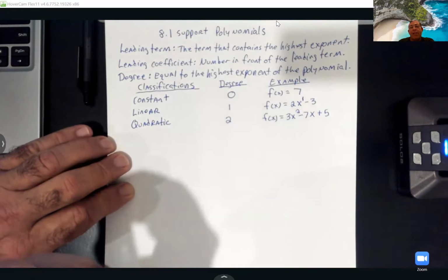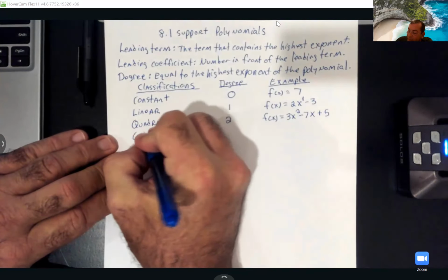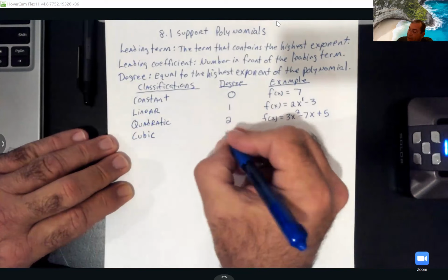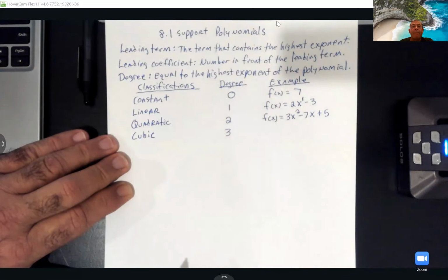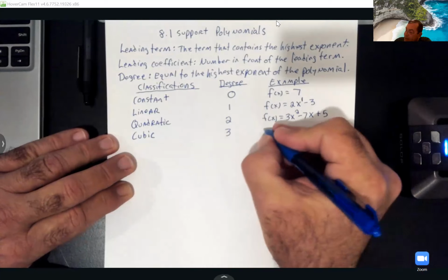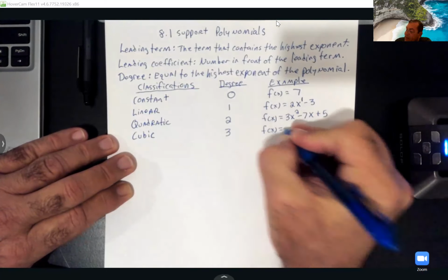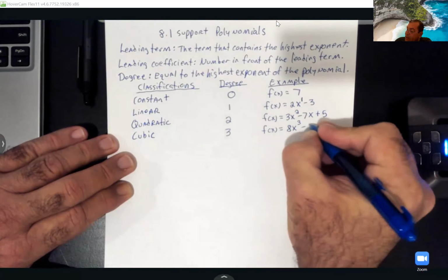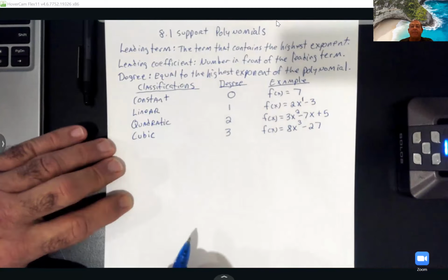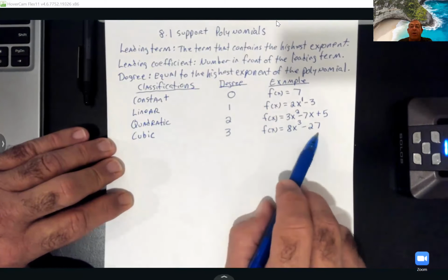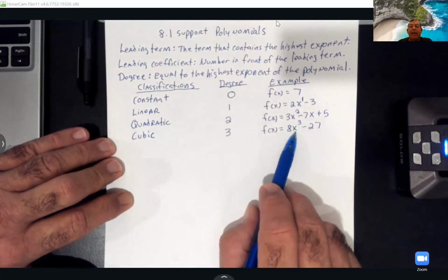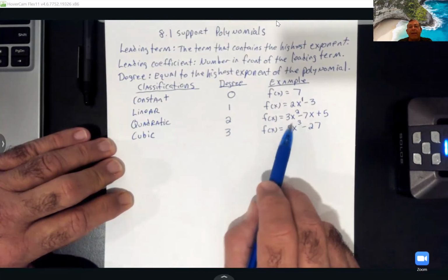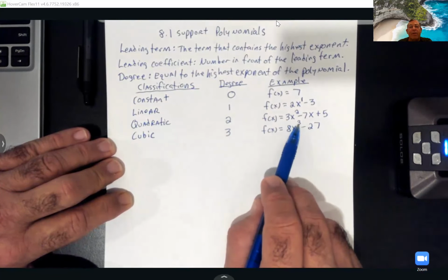All right, next we got cubic. A cubic polynomial has a degree of 3. An example would be something like f of x equals 8x to the third minus 27. This would be a 2-term polynomial, but the leading term is the 8x to the third. Lead coefficient is the 8, and the degree is equal to that exponent of 3.